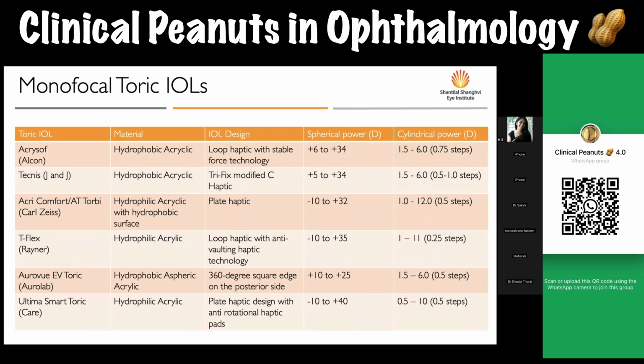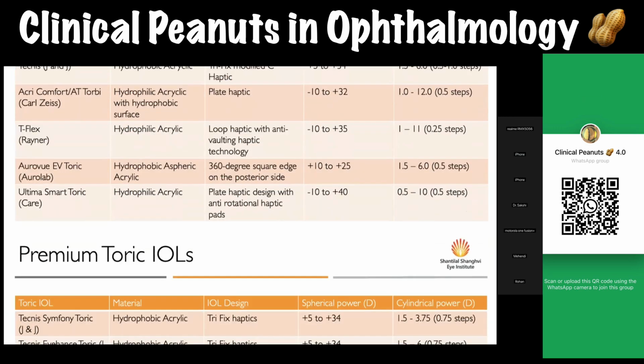But you'll note that the amount of spherical correction of these lenses is actually quite narrow compared to say what the Rayner lens is likely to correct, that is from -10 to +35 diopters as compared to just 6 to 34 of the Alcon lens. The Ultima Smart toric lens, again, as I said earlier, is a highly customized lens, and it is available for corrections up to 40 diopters of sphere, and if I'm not mistaken, even more than 10 diopters of cylinder now, and is a great lens, especially if you're planning cataract surgery in these very extreme keratoconic, PMCD, corneal scarred, those kind of eyes.